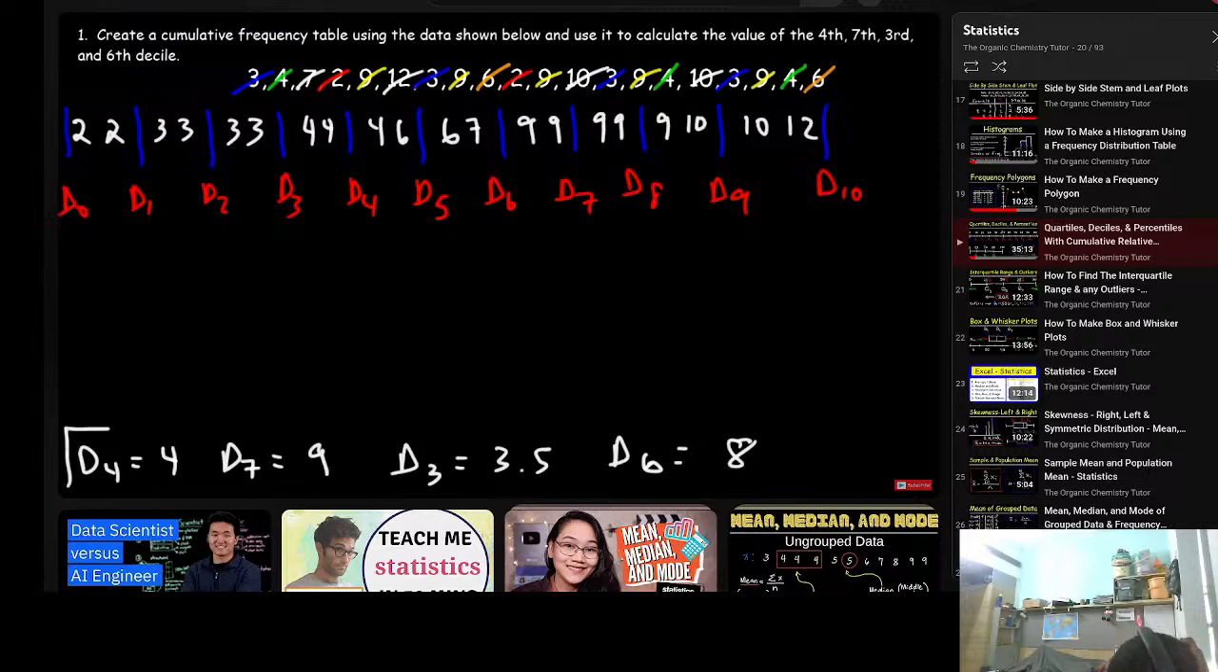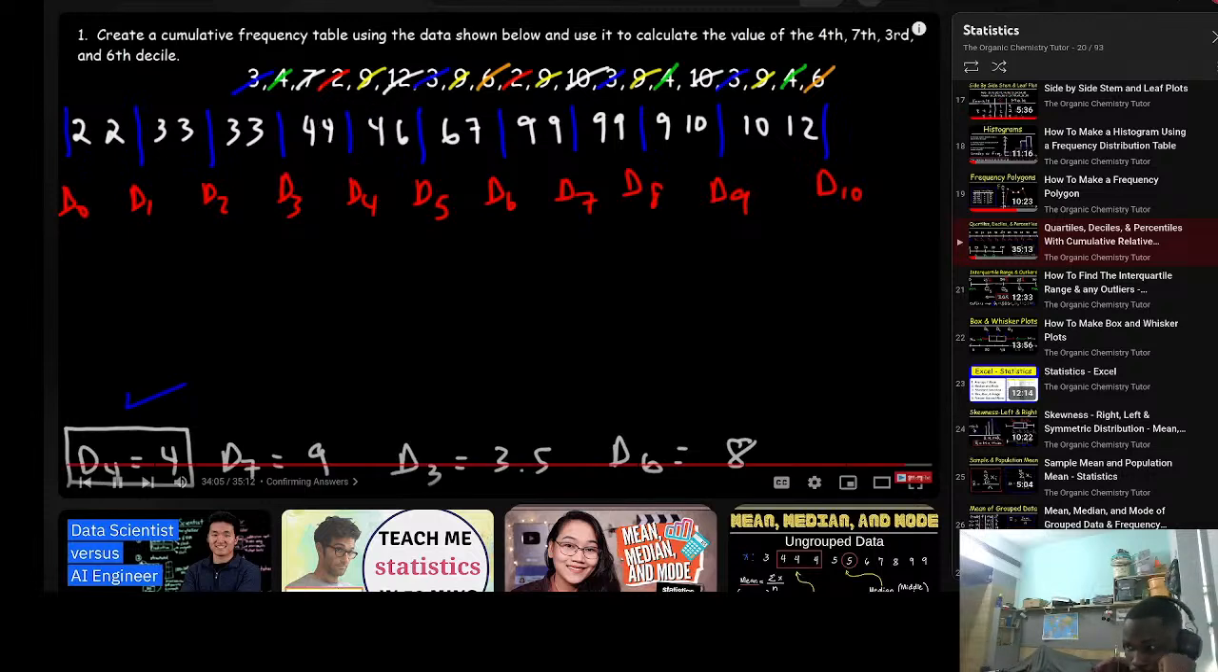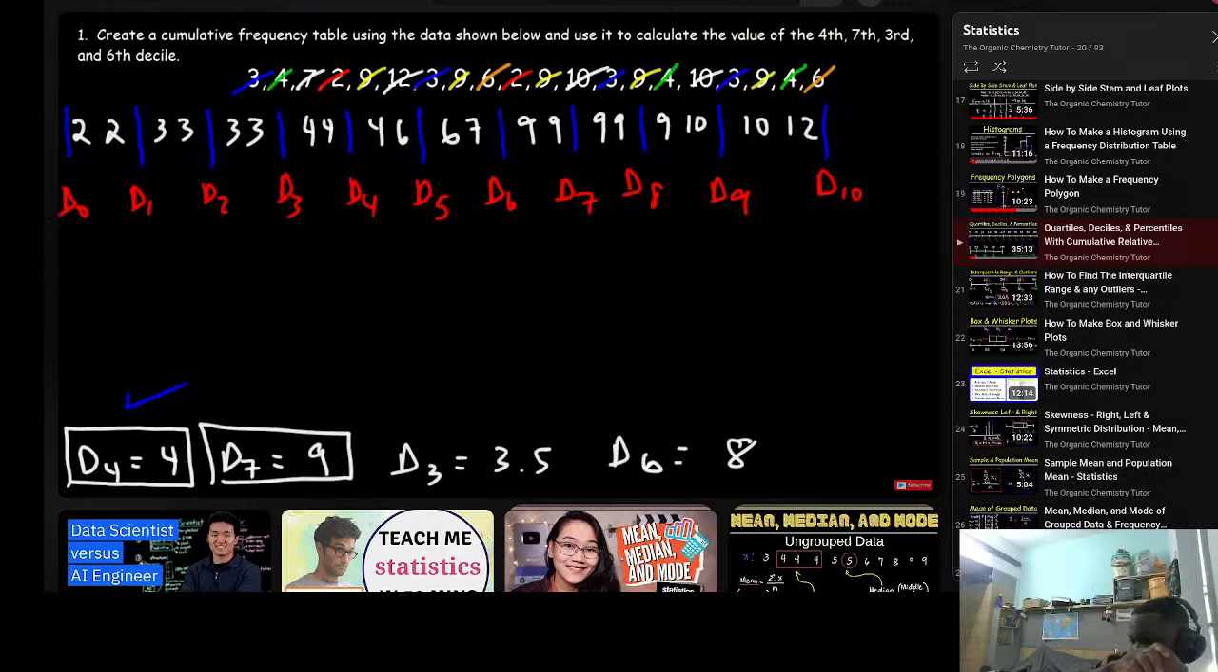So let's start with the 4th decile, which we said was 4. So here's D4. Notice to the left is a 4, and to the right, it's a 4. So the 4th decile, or the 40th percentile, is 4. Because they were the same, we didn't really have to average any numbers. Now, let's talk about the 7th decile. So here's the 7th decile. To the left, we have a 9. To the right, we had a 9.